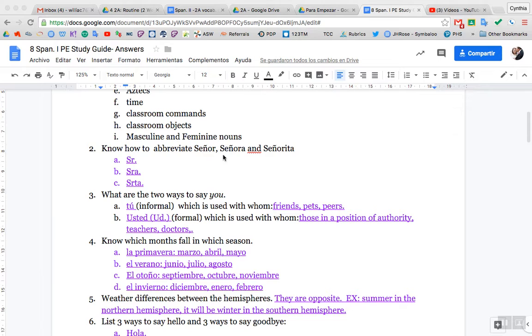How do you abbreviate señor, señora, and señorita? That would be SR, SRA, and SRTA. Remember, señor is for men, señora is for older women or married women, and señorita is for a younger woman or a woman that is not married.